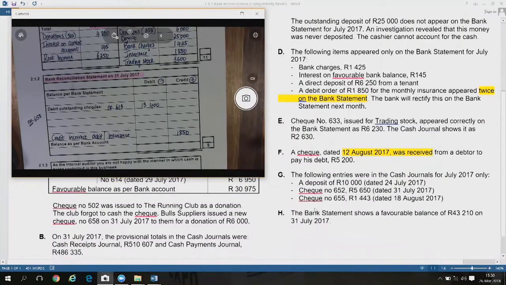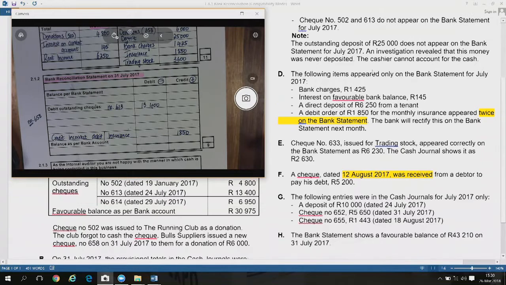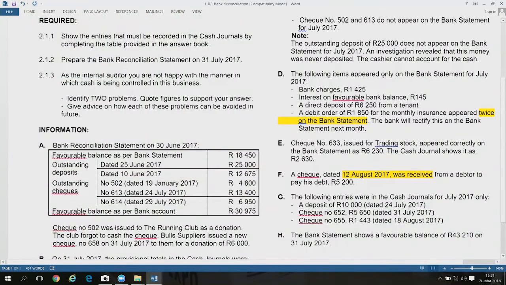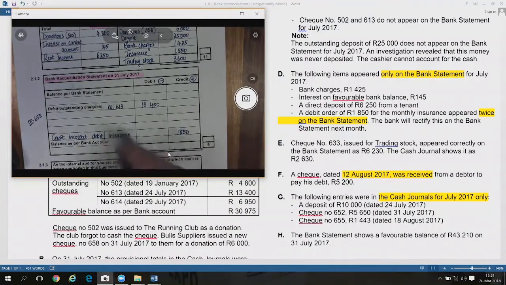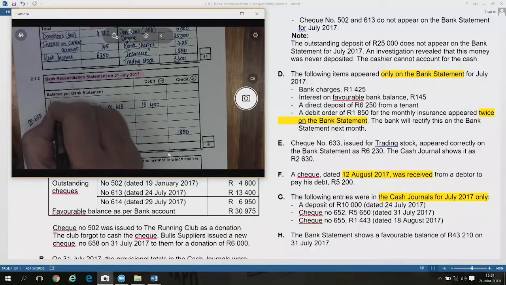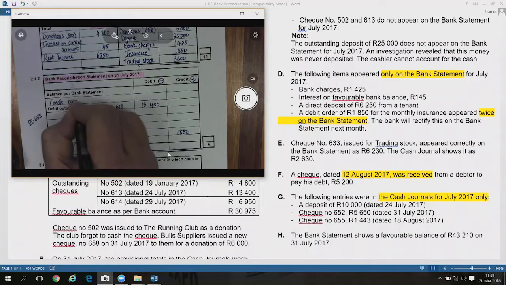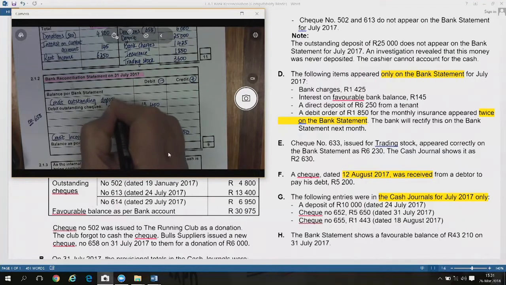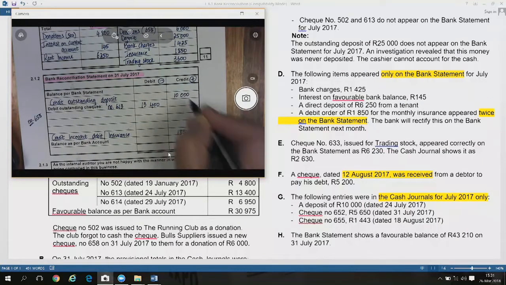The following entries were in the cash journals for July only. Cash journals only. That one was only on the bank statement. So if it's only on the bank statement, we take it to our books. If it is in the cash journals only, then we take it to the recon. So the deposit, we will say credit outstanding deposit, 10,000 Rand.